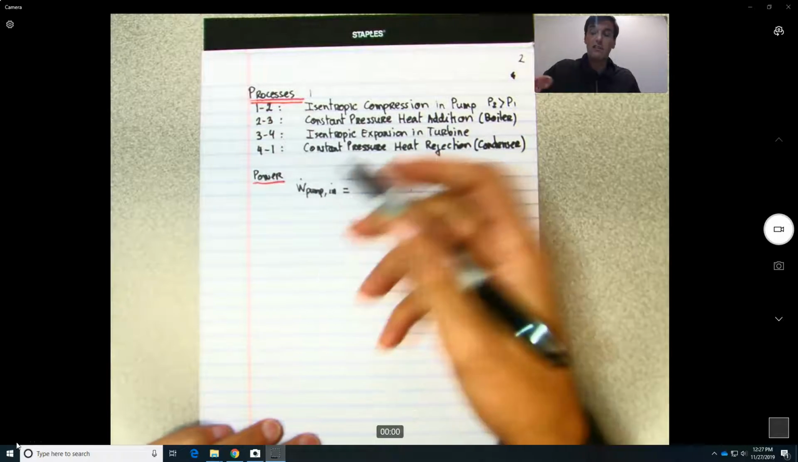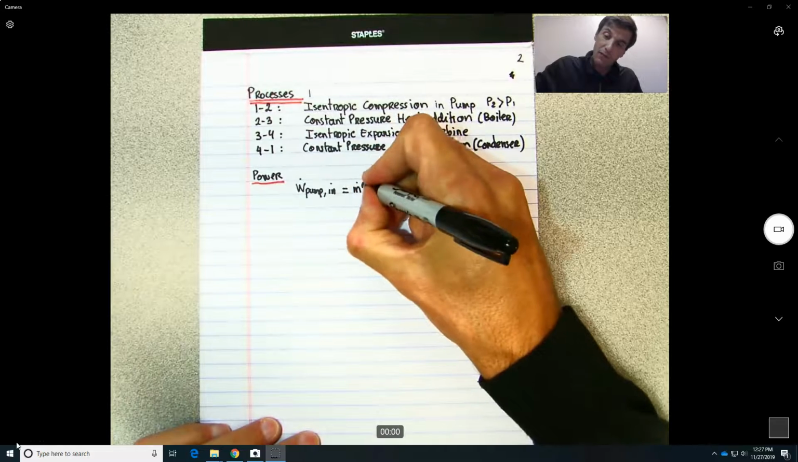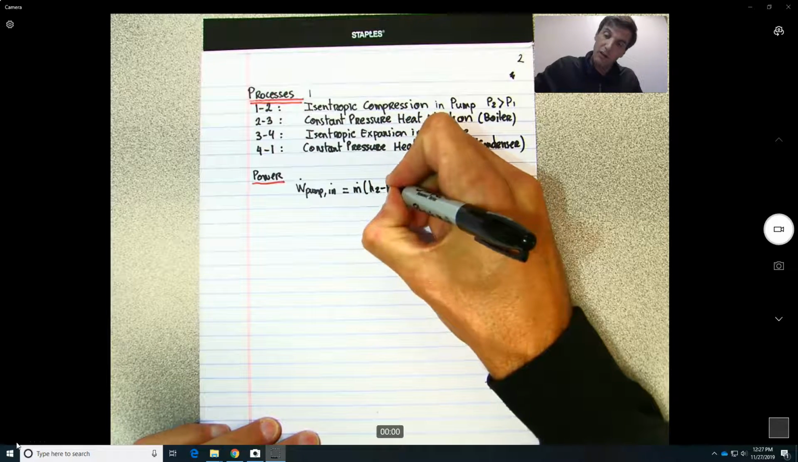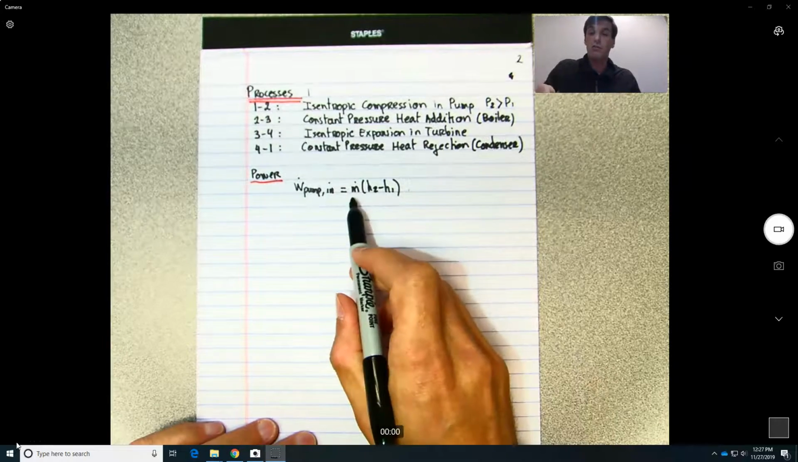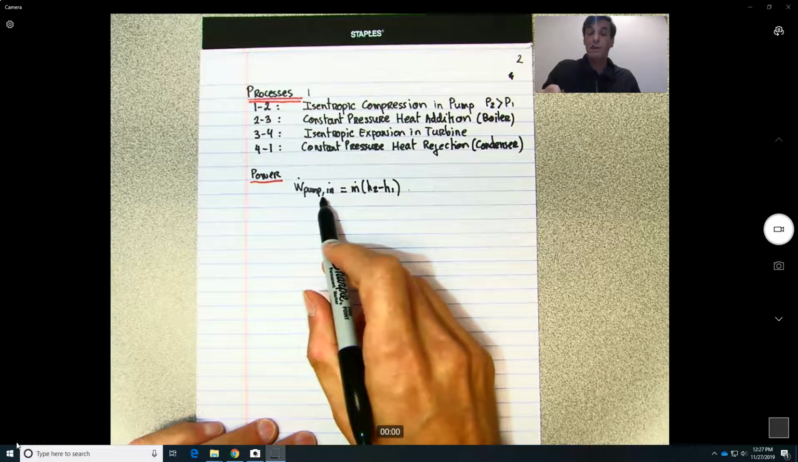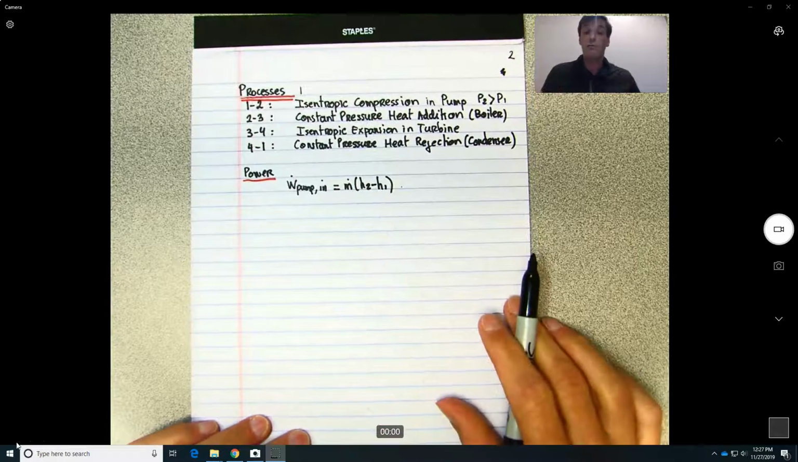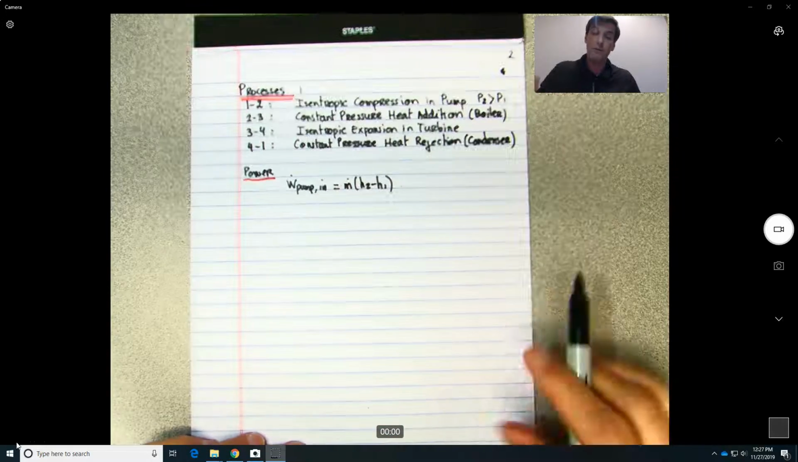So let's say this is in kilowatts, so it will be m(H2 minus H1), and this will be the mass flow. But in most cases, you know that all these values will be per unit mass, so the power will be H2 minus H1 per kilogram in most problems.